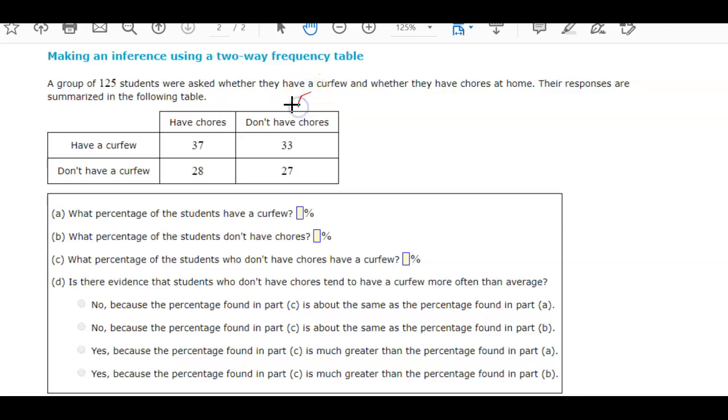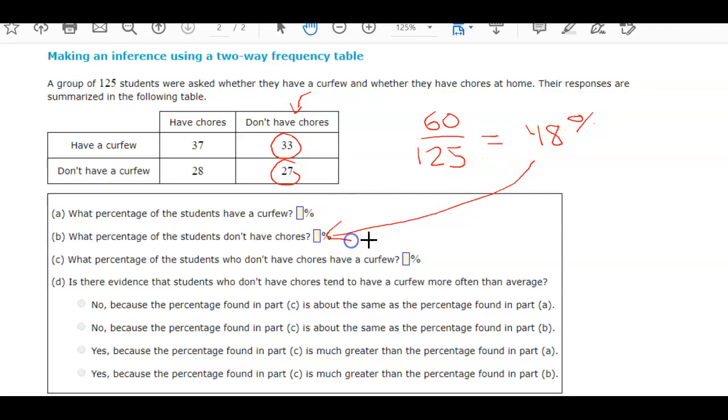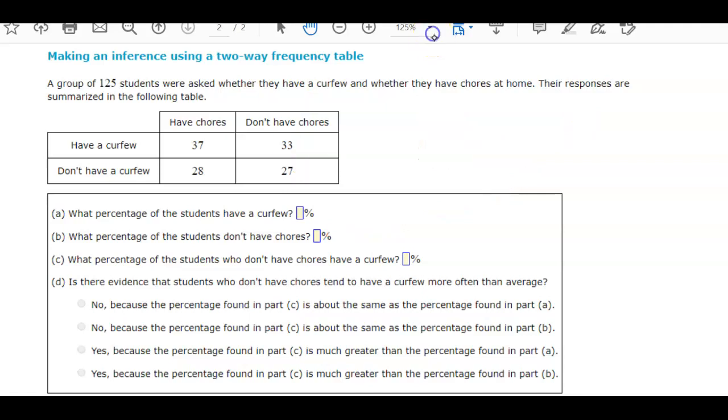So these are all the kids that don't have chores. So we're going to add 33 and 27, and that's going to give me 60. Now I have 60 out of 125, so we'll do 60 divided by 125. And that's going to give me 0.48 or 48%. Whoops. So 48% goes right there. All right, we'll clean things up a little bit and we'll take care of the next one.